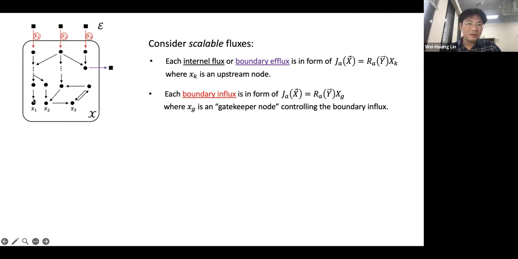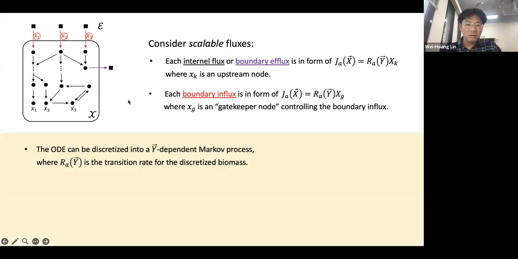Which means, for example, in this model, you have x1, 2, 3, and these three fluxes will be limited by these three. So what I need to study is x1, 2, 3. If they grow exponentially, then the entire system will grow at the same exponential rate as the whole. So what I'm going to do is focus on the gatekeeper node, which limits the boundary influx of the system.